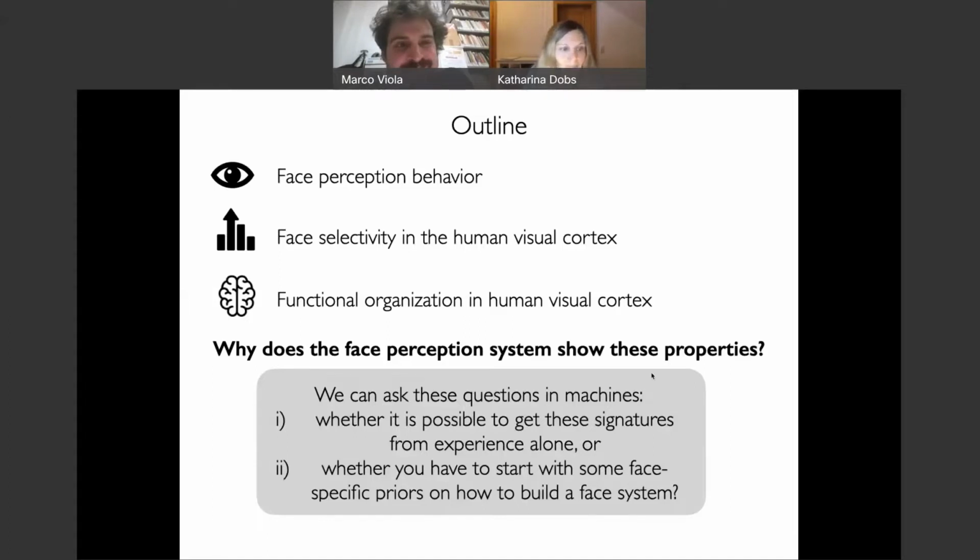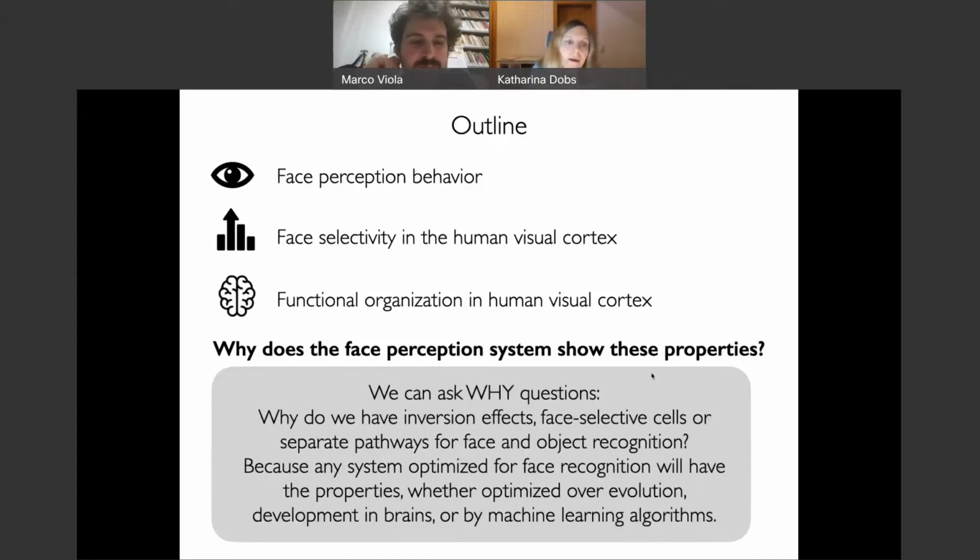whether it's possible to get these signatures from experience alone, or whether you have to start with some face-specific priors on how to build a face system. And I will also argue that this approach can start to answer why questions about the mind and brain.